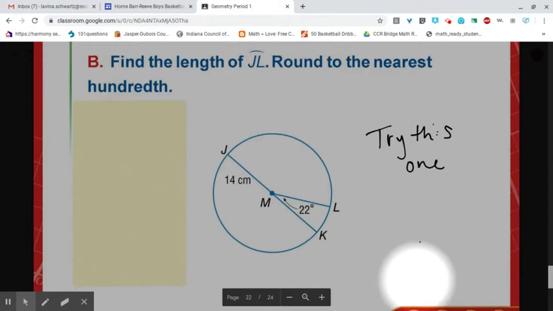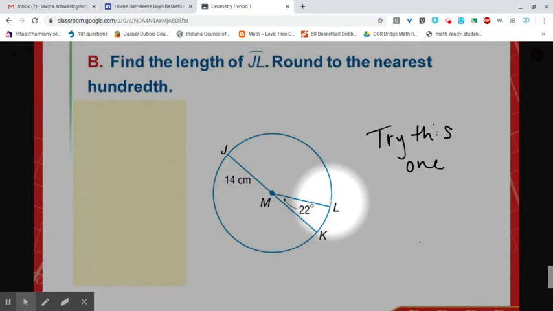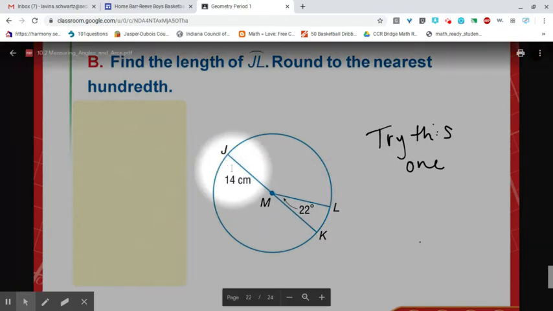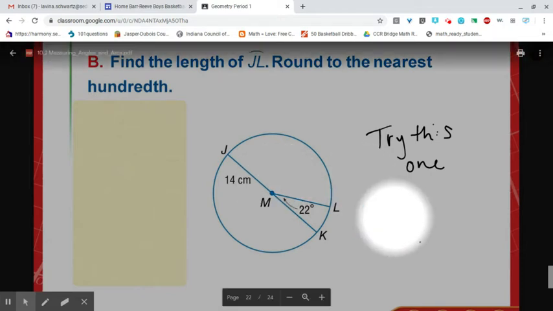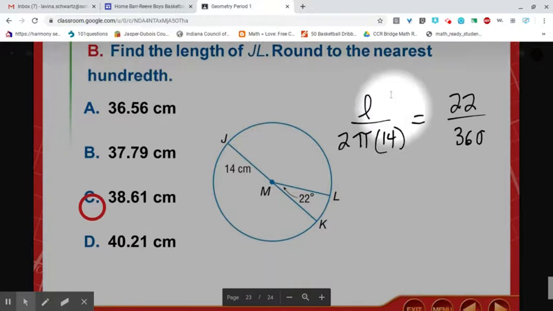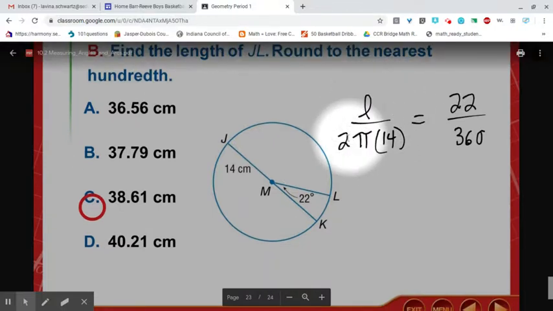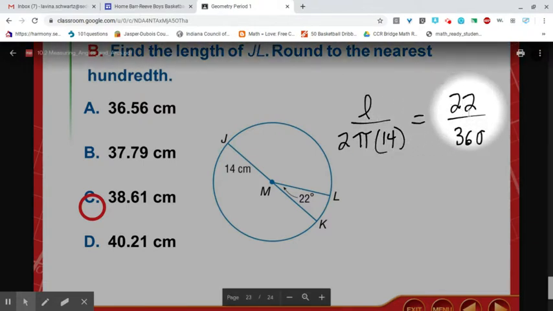Okay, try this one. Find the arc JL to the nearest hundredth. Keep in mind, they give you a radius. They give you this chunk. This looks like a diameter. So this is a semicircle. If this is a semicircle, can we find the degrees here? Yes. So we're going to do length of that arc over 2 pi 14 is equal to 22 over 360.